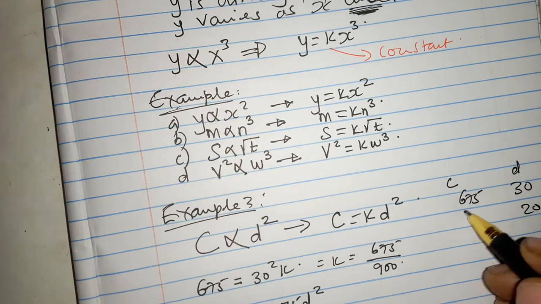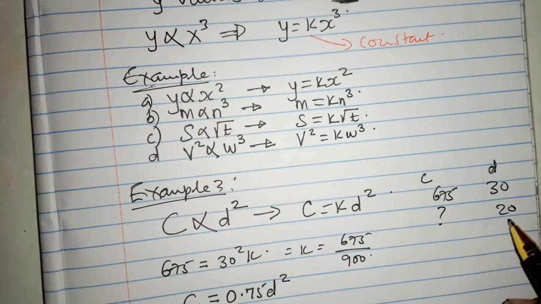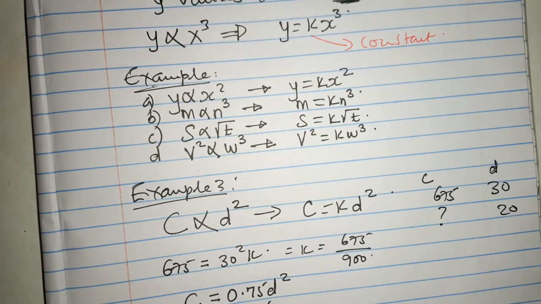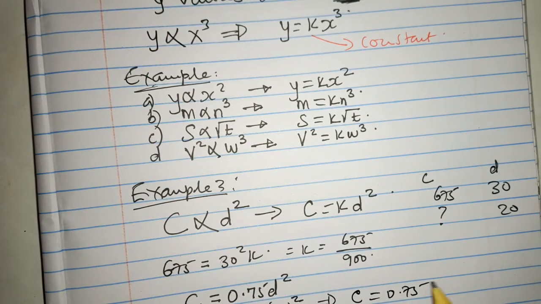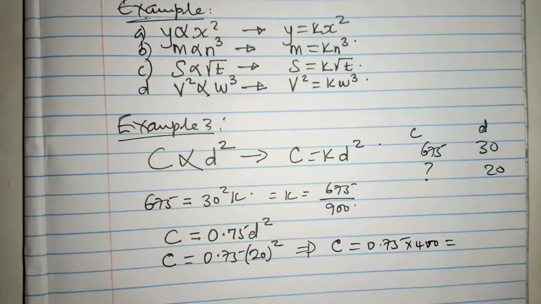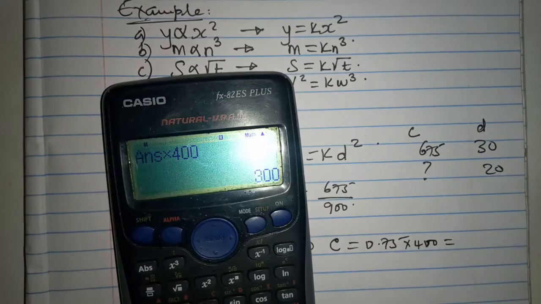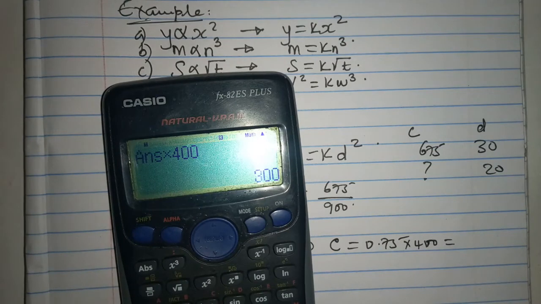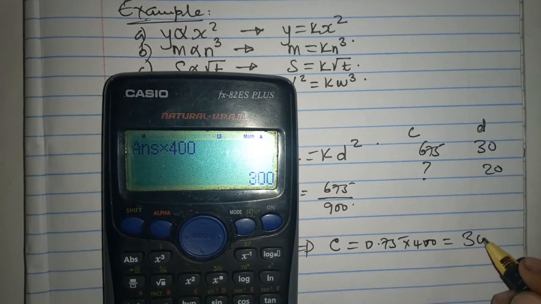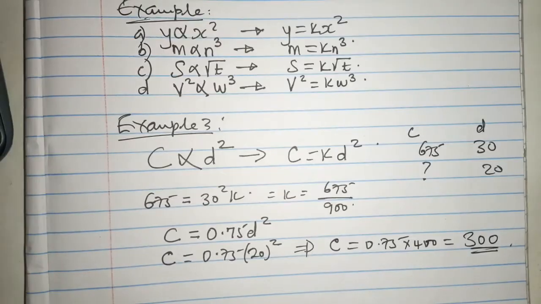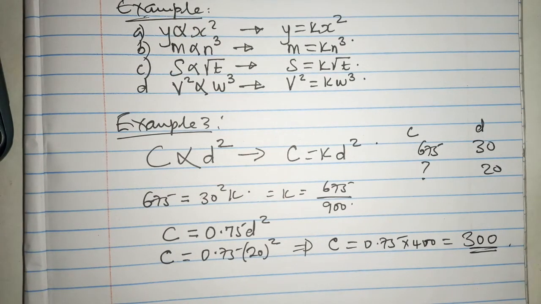Now, we have 20, we don't have the cost. So the cost is 0.75 and the diameter is 20 squared. So this translates to the cost is 0.75 times 20 squared, which is times 400. The cost is simply 300. The cost of the 20 centimeter pizza is simply 300 cents.